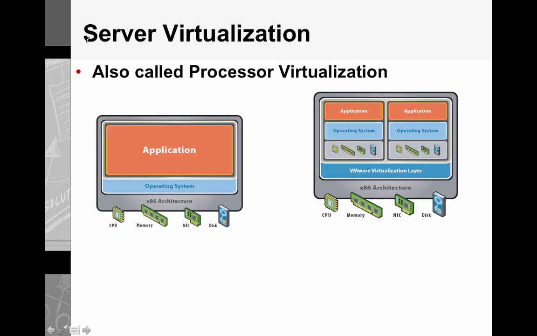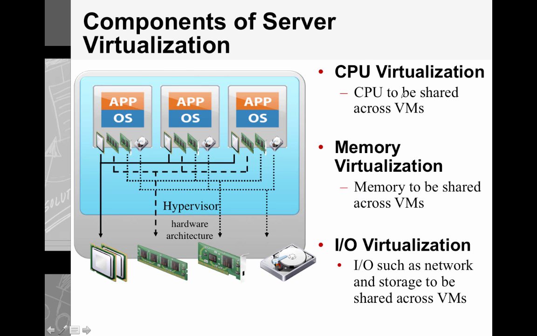So what is server virtualization? Server virtualization is basically taking a single machine and chopping it into pieces so that you can have multiple virtual machines within that single physical machine. There are three components that make up server virtualization, and that's CPU virtualization, memory virtualization, and I/O virtualization.